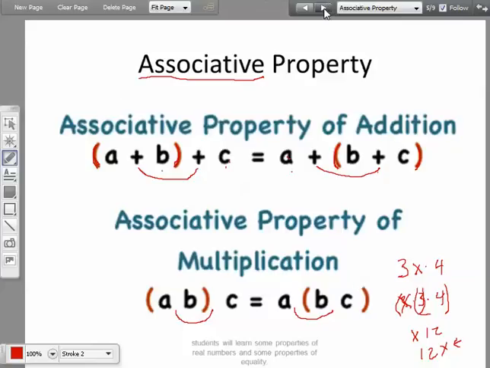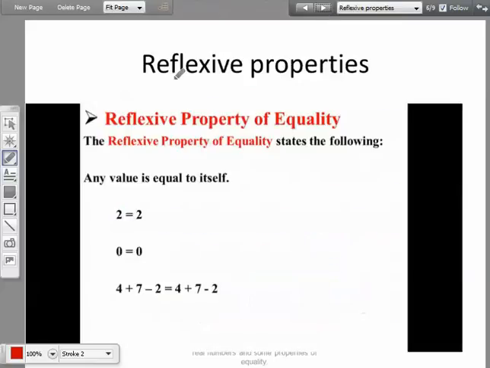There are a few more properties you need to know. One of them is just, well, this is the book of duh. Okay? Duh. It's called the reflexive property. The reflexive property says something's always equal to itself.